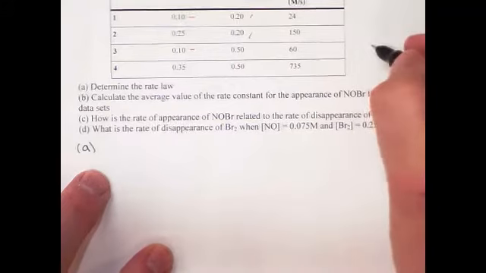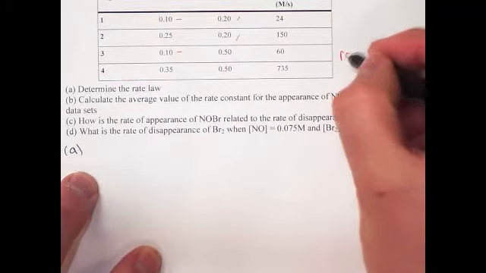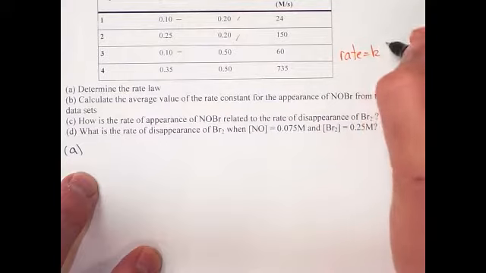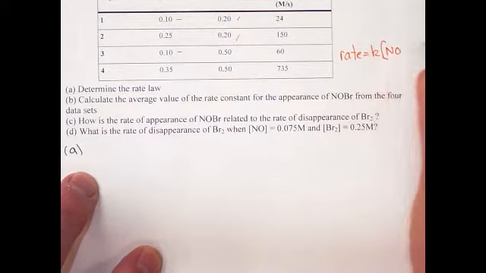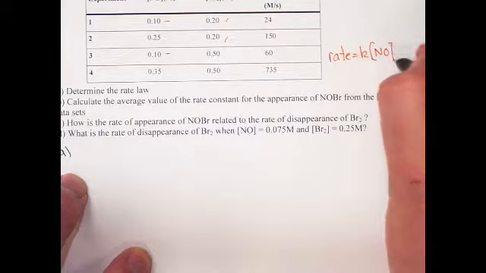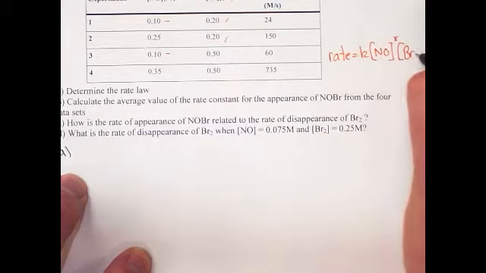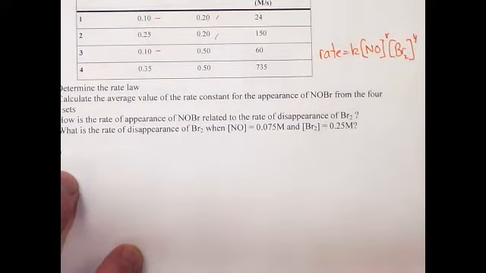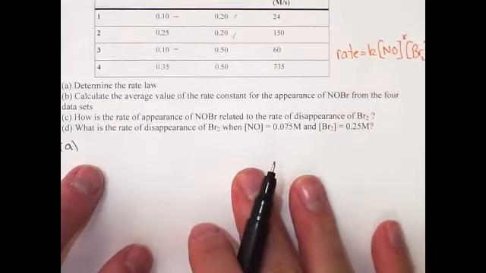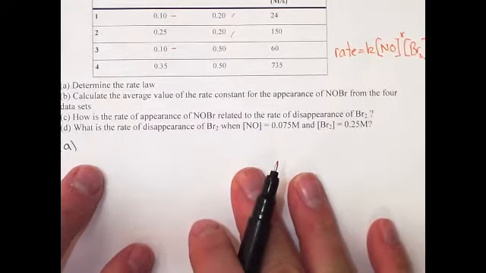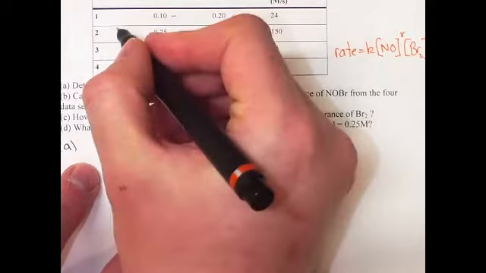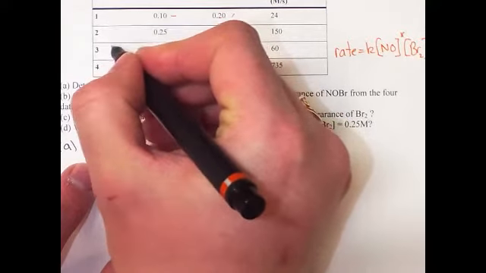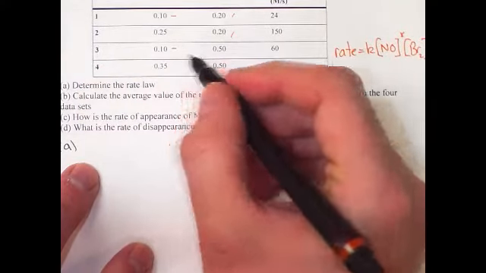So the general rate law that we would normally look at is rate equals k times the concentration of NO to the x, the concentration of bromine to the y. It's the general form. So the goal is to figure out what x and y were. To do that, I'm going to start with identifying what bromine was. So I'm going to use experiments 1 and 3 for that because nitrogen monoxide was held constant.